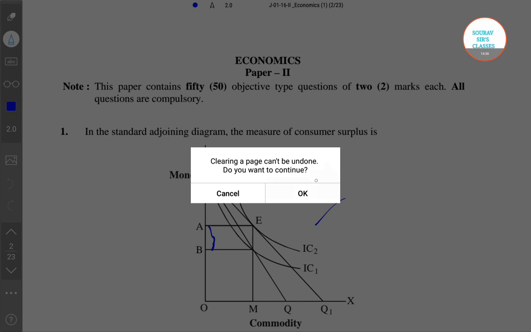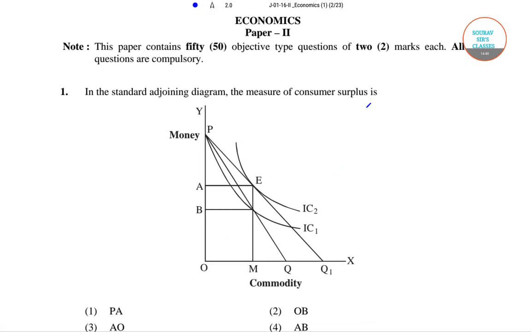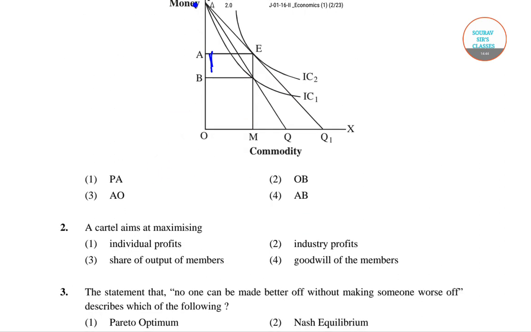In question number 1, it is given: consumer surplus will be what? The consumer surplus will be AB. So 4 is the right answer. Now, cartel aims at maximizing... 4 options are given, out of which we know the right answer would be industry profit.